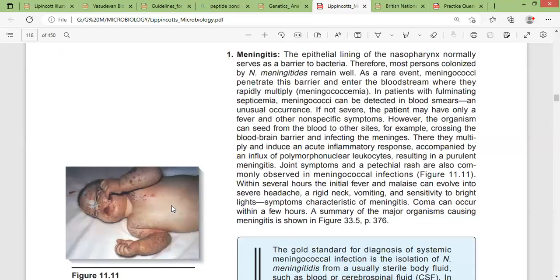In the other causative agents of meningitis, the likes of Strep pneumoniae, the likes of Haemophilus influenzae, we don't see a rash. We don't see this petechial rash. So that is something that distinguishes Neisseria meningitidis from the other causes of meningitis.